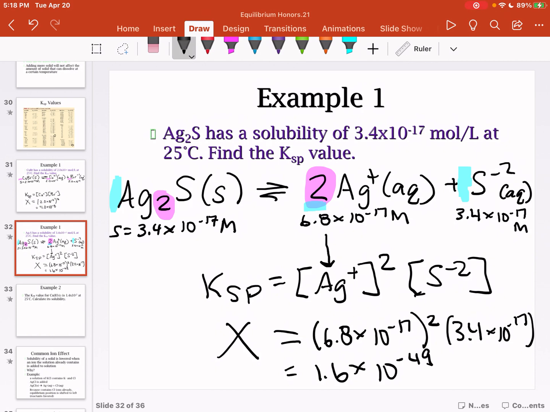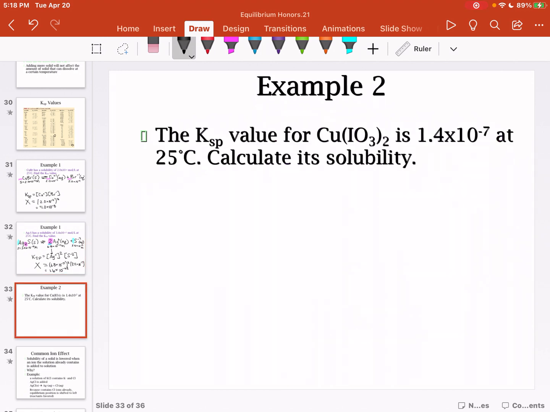Just like a Ka tells you how strong a weak acid is, the bigger the number, the stronger the acid. Well, this K value tells you how soluble an insoluble substance is. The bigger the Ksp, the more soluble that substance is. Check out silver sulfide, 1.6 times 10 to the negative 49, not very soluble at all. So continuing on in the same vein, this will be very parallel. Go ahead and pause this video and see if you can follow this example that's very parallel to the one we just did.